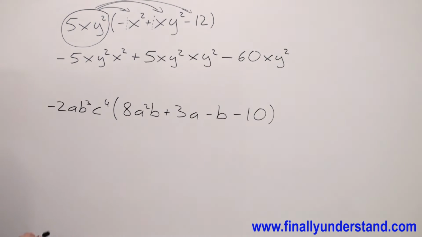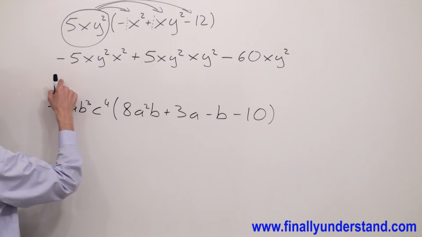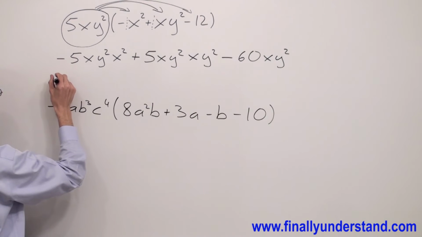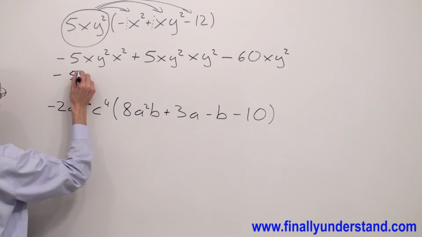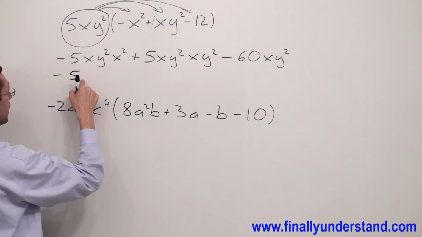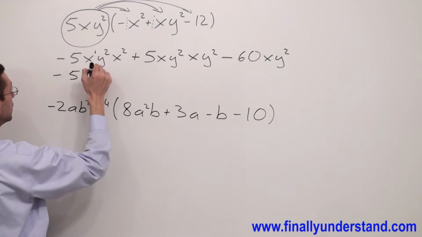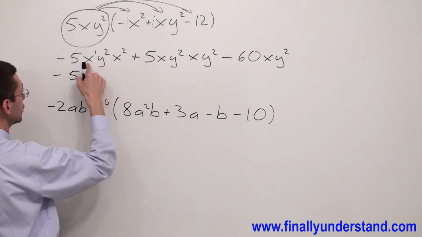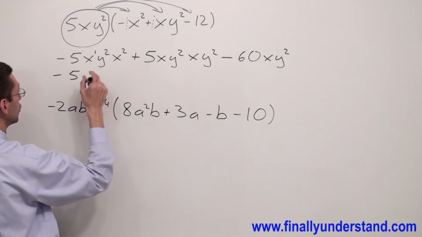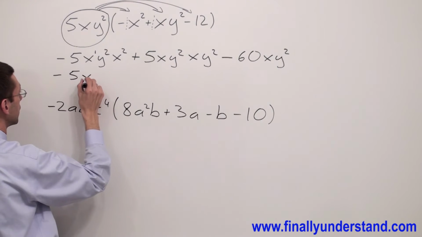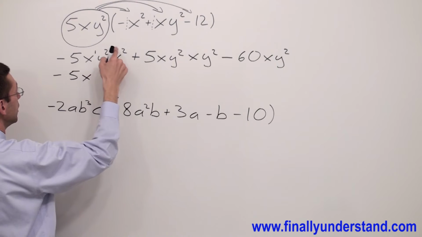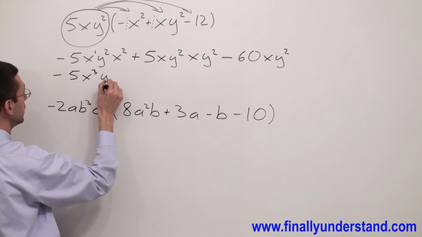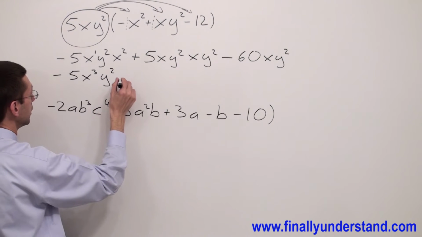Now let me organize this expression. I'm going to have minus 5. Remember, anytime there is no exponent, there is always invisible 1. Anytime I multiply variables with the same base, I'm supposed to keep the base and add exponents. 1 plus 2 is 3. And copy down y squared.